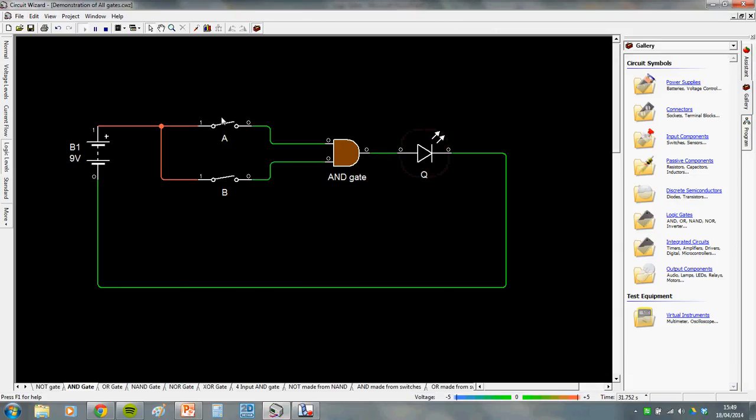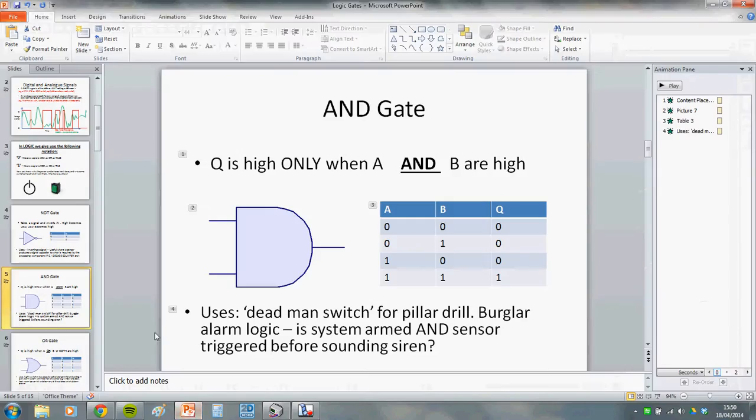Both inputs have to be on or high or true for the output to be on. So it's A and B. Like I said, the clue is in the name, A and B. Hence it's an AND gate. Easy peasy. So where would you use those?